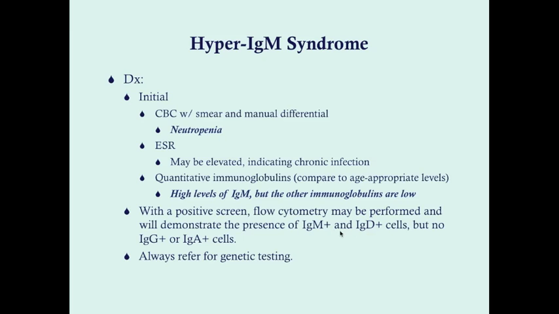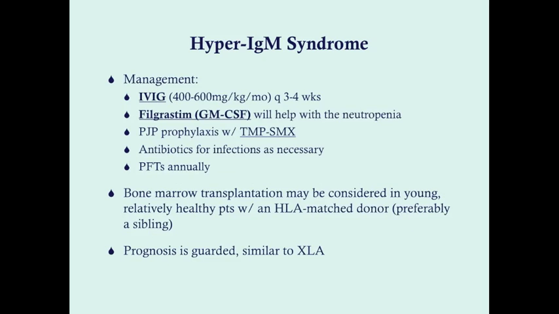Basically, what that's telling you is you have mature B cells, but you don't have IgG or IgA surface antibodies, and that can only happen once you do class switching. And then you should always refer these patients for genetic testing. So what do we do for them? We give them IVIG, just like we do in XLA or in CVID.